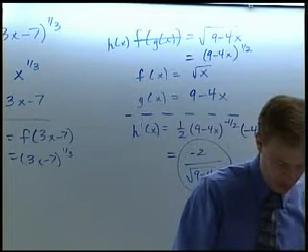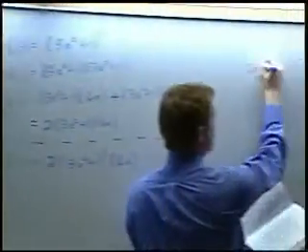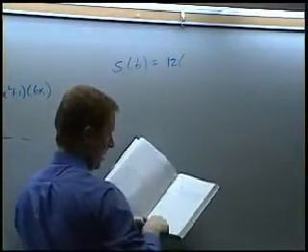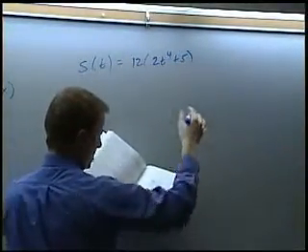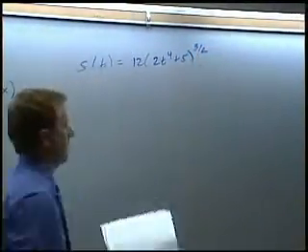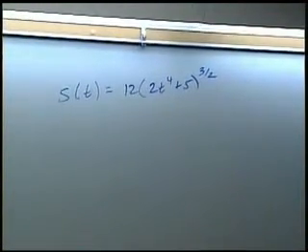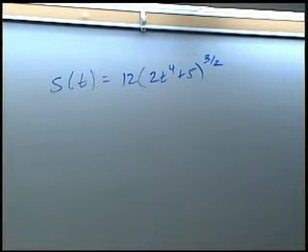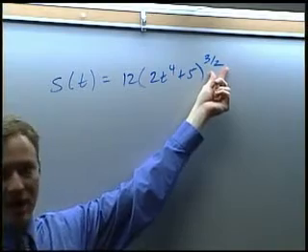Let's see which one I want to do next. Okay, what if we've got this example? S of t equals 12 times 2t to the 4th plus 5 raised to the 3/2 power. Okay. Again, the first thing we have to recognize is, is this a composition of functions? Do we have an inner function and an outer function here? And again, the answer is yes. We have an inner function here, and the outer function is raise it to the 3/2.